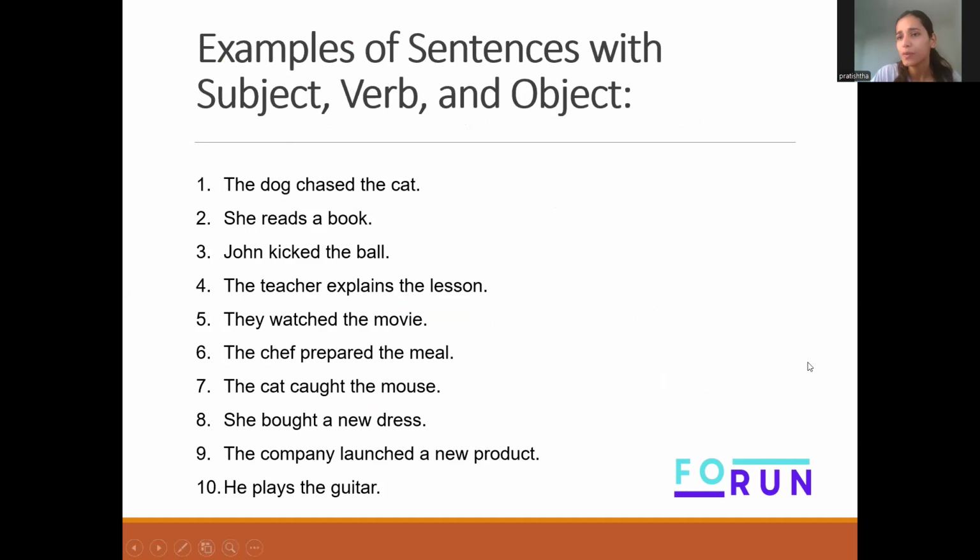If you understood all of that, it will be pretty easy for you to go through this. There are some examples, and we'll look at them together. The dog chased the cat. Who is this sentence about? This sentence is about the dog, so dog is our subject. What is he doing? He's chasing, a verb. What is he chasing? The cat, the object. So S refers to subject.